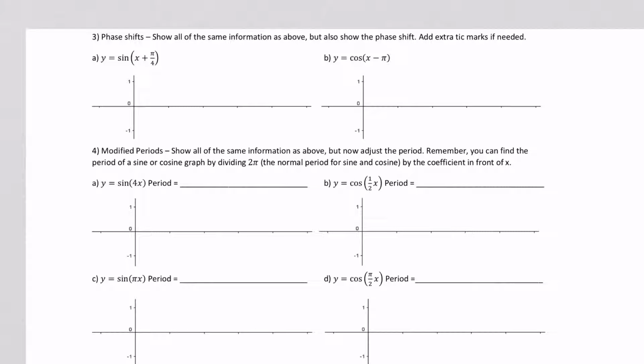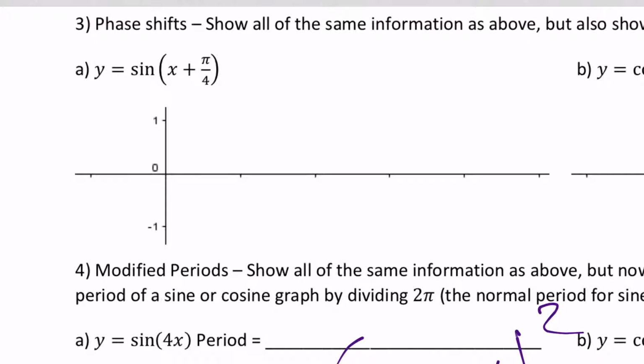All right, problem number 3, phase shifts. So now we're looking at what happens when you add or subtract something inside the parentheses, adding or subtracting from that x term. We'll think about what happens when you do that to any other function like x squared. If you have x minus 4, quantity squared, what does that do? It moves it to the right 4. Well, in this first one, we have x plus pi over 4, so what is that going to do? It is going to shift it to the left by pi over 4.